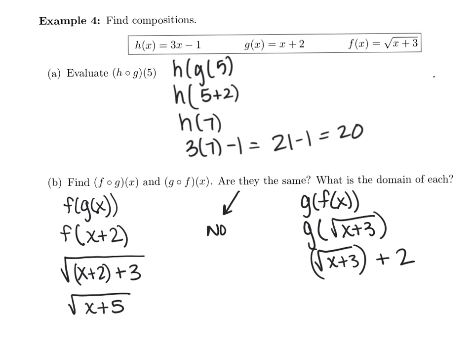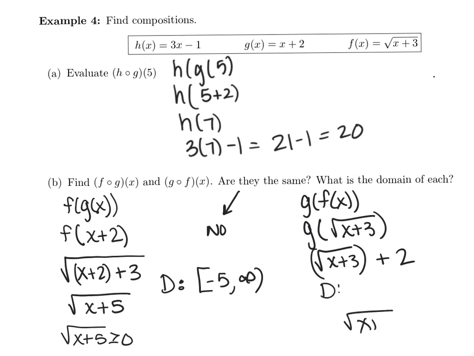And then we look and find the domain. So we talked about a little bit ago, we can't take the square root of negative numbers. So if we take the square root of x plus 5 and set that greater than or equal to 0, we see that our domain is going to be from -5 to infinity. The function on the right, if you set the square root of x plus 3 greater than or equal to 0, you see that your domain is going to be from -3 to infinity.